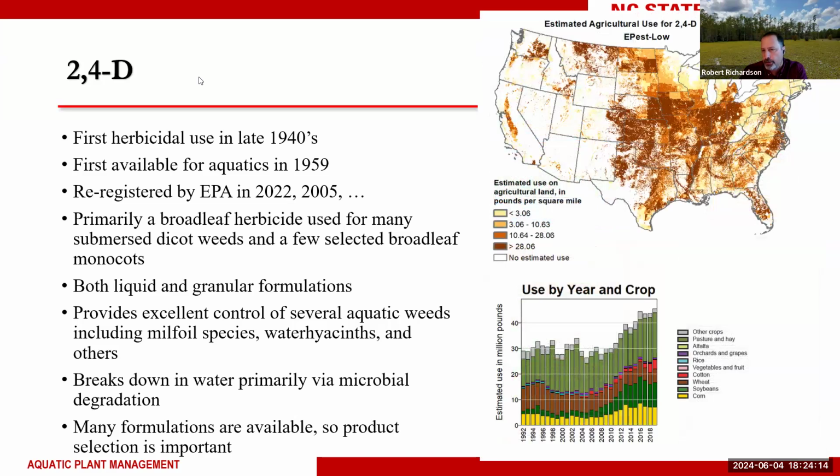So on the right here just shows estimated agricultural use for 2,4-D in 2019 at the top. So it is a corn herbicide, and this makes it really easy to see corn growing regions of the US. And down at the bottom is just use of 2,4-D by commodity and by year. So you can see that 2,4-D is a widely used herbicide in a lot of different commodities and crops.